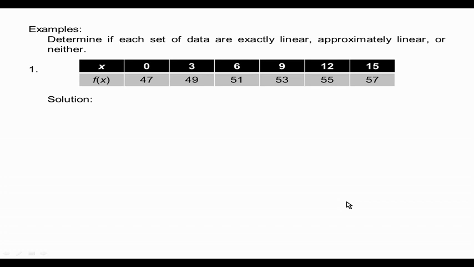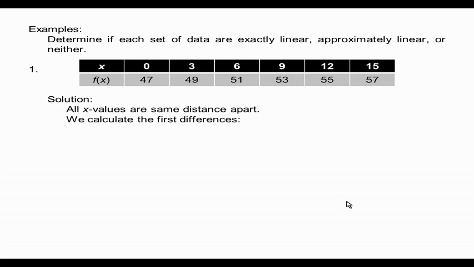So our solution. Again, all x values are the same distance apart, so we calculate the first differences. So here are my functional values, right? 47, 49, 51, 53, 55, 57. You can probably look at that and see that the differences are all 2, right? So 49 minus 47 is 2. 51 minus 49 is 2. 53 minus 51 is 2. 55 minus 53 is 2. And 57 minus 55 is 2. My little diagonal lines are really in the wrong place, aren't they?